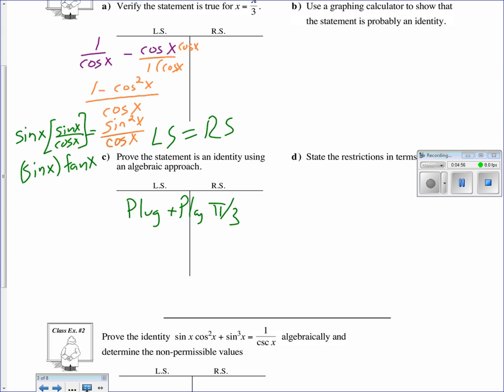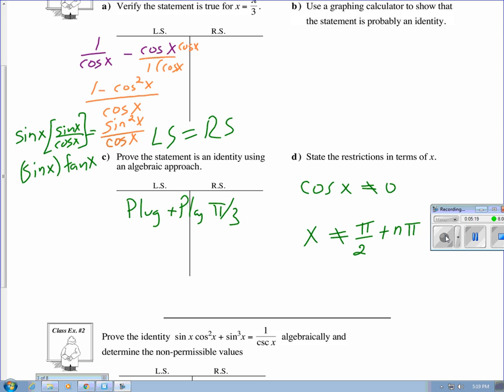When you're looking for these possibilities to plug and play, try to pick a weird degree like 20 or 27. Don't pick 0. Don't necessarily pick 90s or 180s because that runs into troubles. Do I have any restrictions on this identity? Let's take a look. So here's the restriction for this one. Cosine x cannot be equal to 0. It's living in the denominator. That's a problem. Cosine x is equal to 0 when x is pi over 2 or any multiple of pi. So I've got my restrictions.